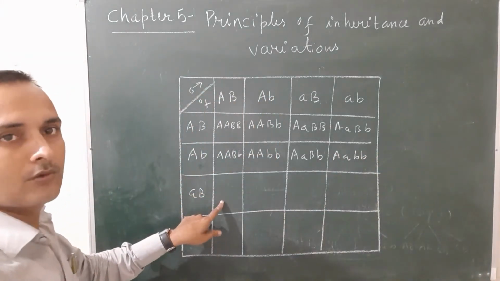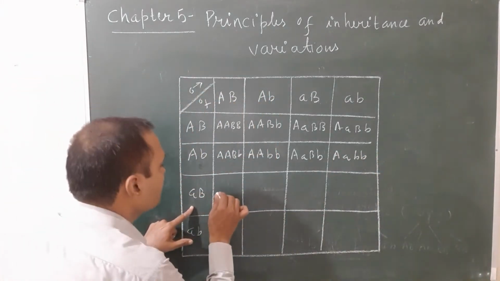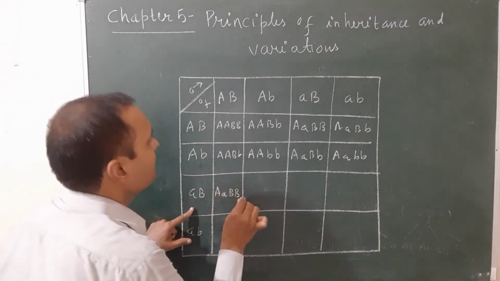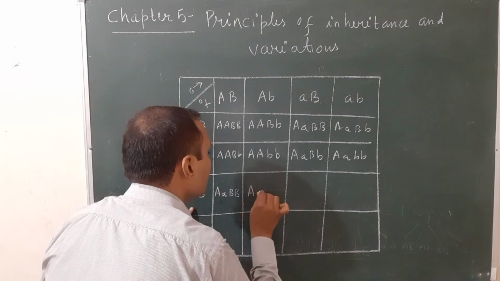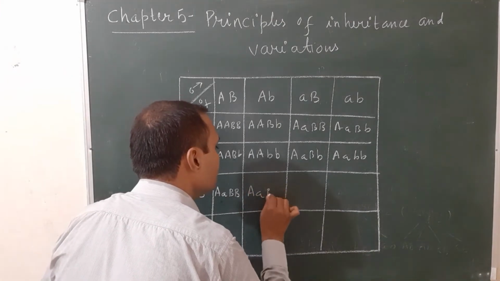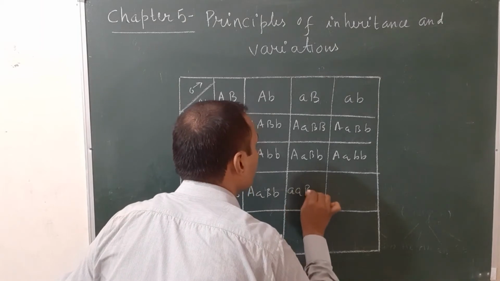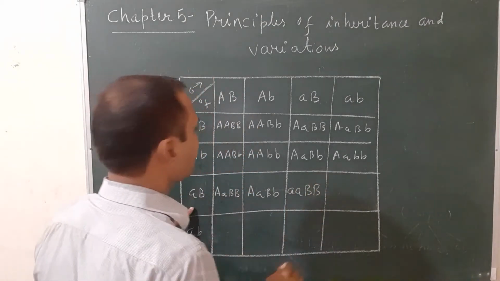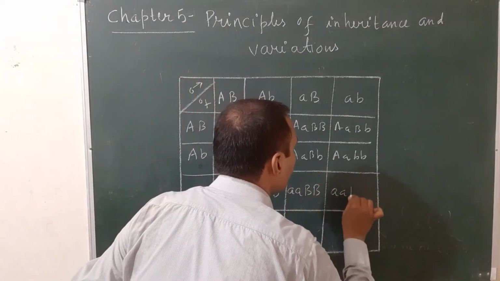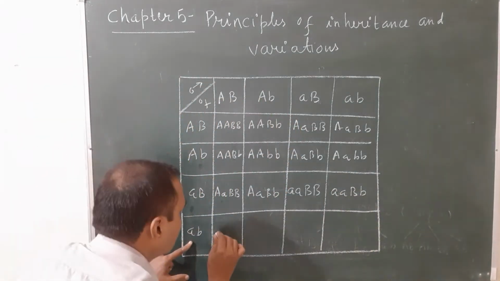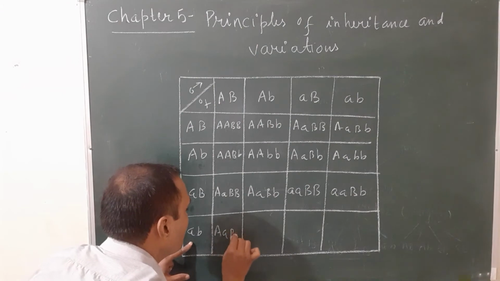Let us go for the third row. Again capital A, small a, capital B, capital B. Next one, capital A, small a, capital B, small b. Next one, small a, small a, capital B, capital B. Next, small a, small a, capital B, small b. Next row and last, that is capital A, small a, capital B, small b.